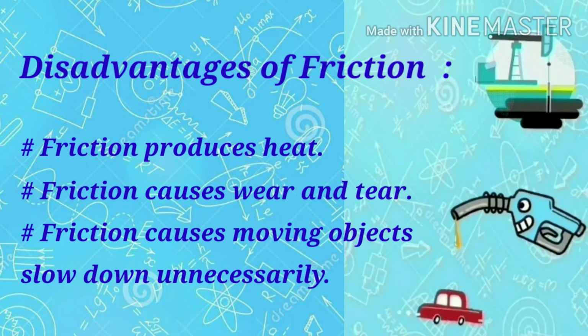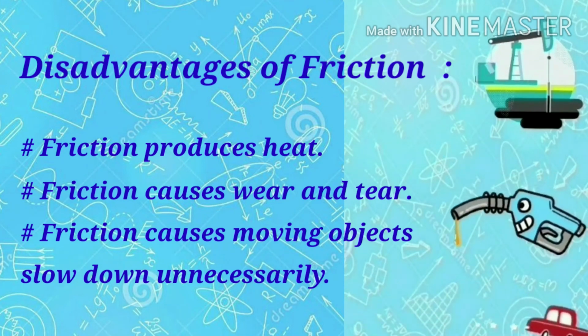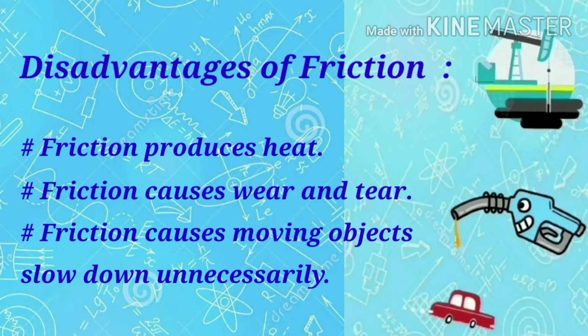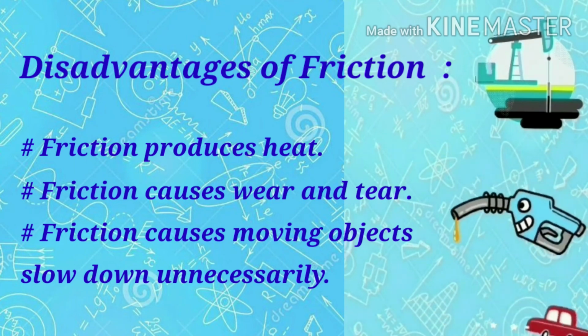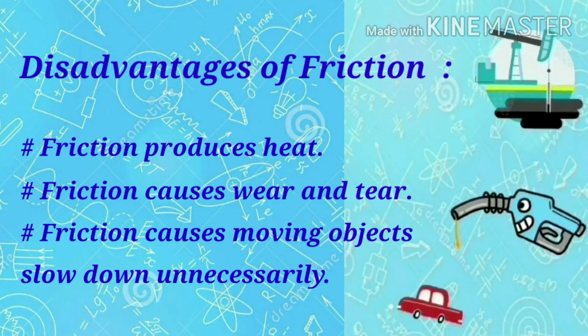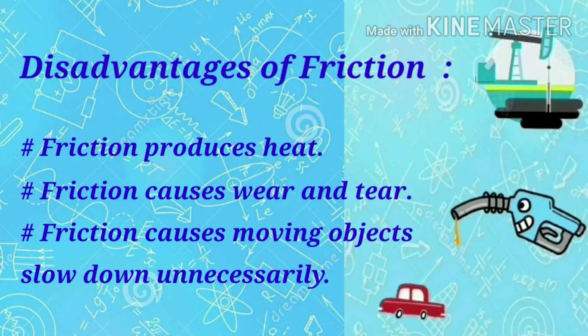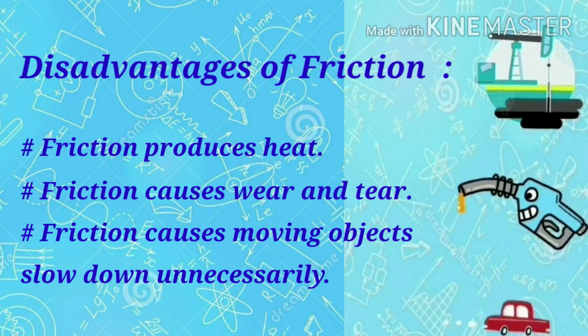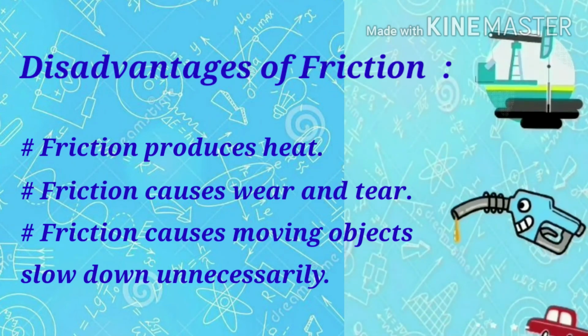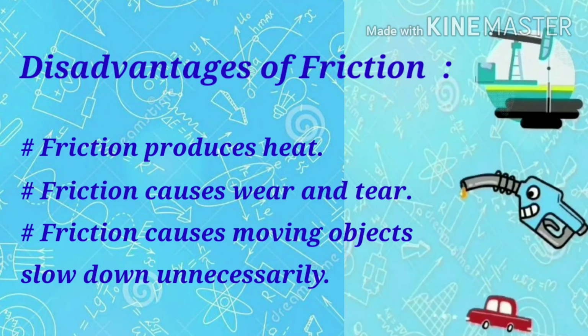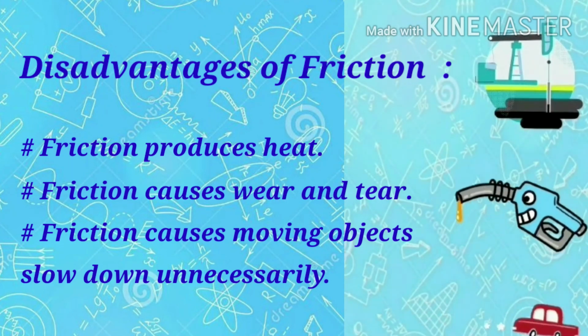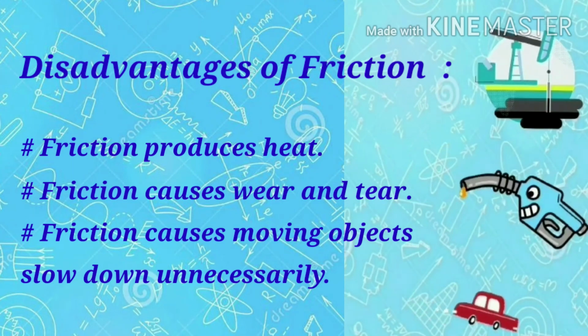Second one, friction also causes wear and tear. For example, tires of vehicles wear out due to frictional force between the tires and the road. The worn out tires can cause road accidents. The last one, it also causes moving objects to slow down unnecessarily. For example, friction between the boat and the water surface slows down the boat. These are a few disadvantages of friction.